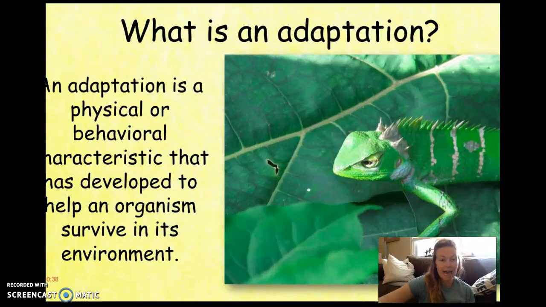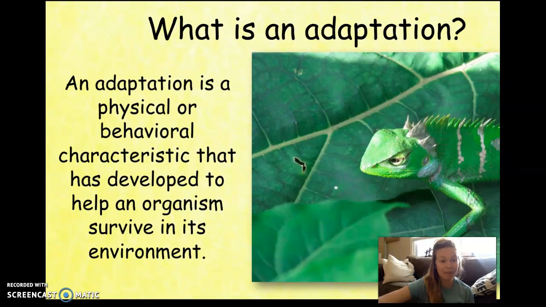So, what is an adaptation? Well, an adaptation is a physical or behavioral characteristic that has developed to help an organism survive in its environment. So, a lot of big words in there. Basically, an adaptation is when an animal changes. It's a characteristic, okay, that the animal has so that they can change to survive in its environment.